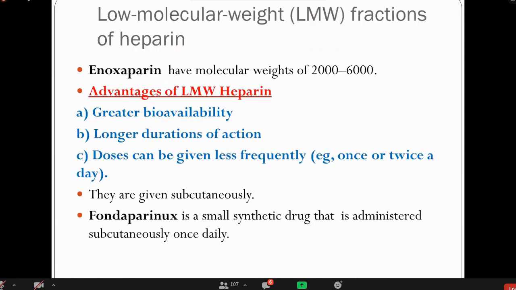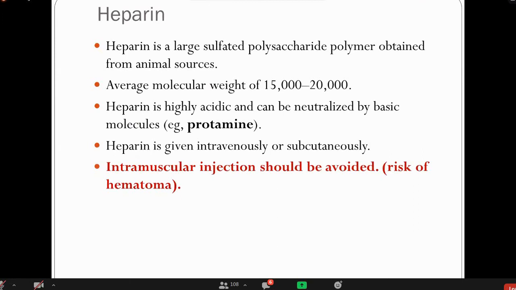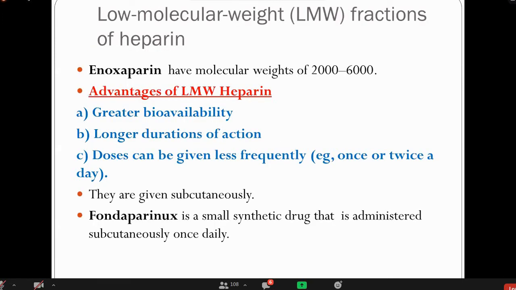But if we make fractions of unfractionated heparin, we can get the low molecular weight or fractionated form of heparin. One of the key prototype drugs of this group is enoxaparin, and its molecular weight is around 2,000 to 6,000, as compared to heparin, which is 15,000 to 20,000. So it's a low molecular weight.